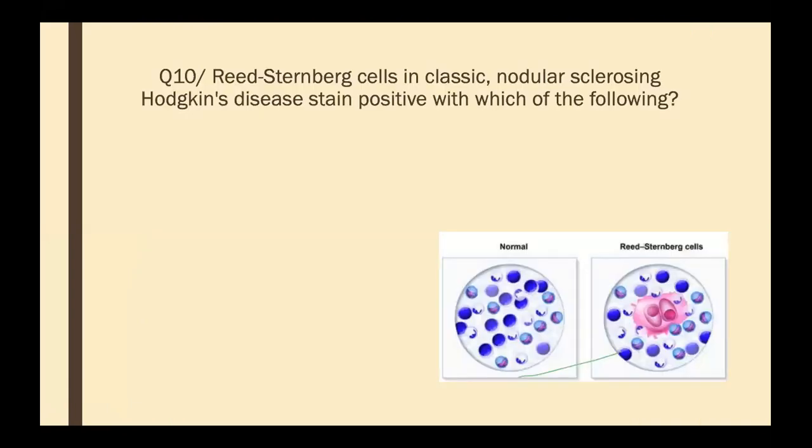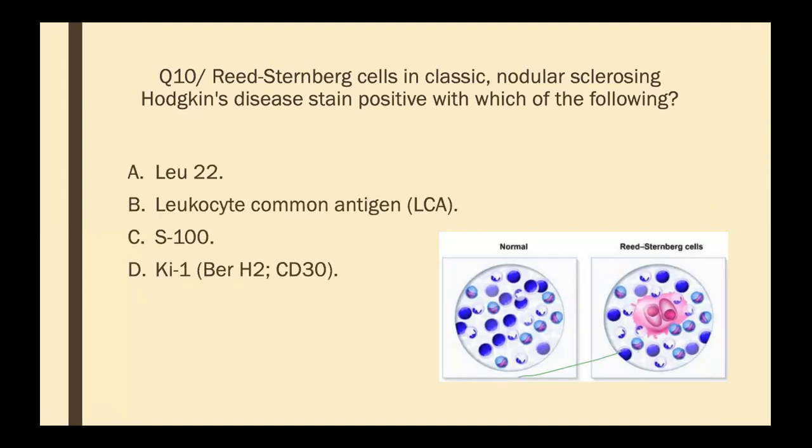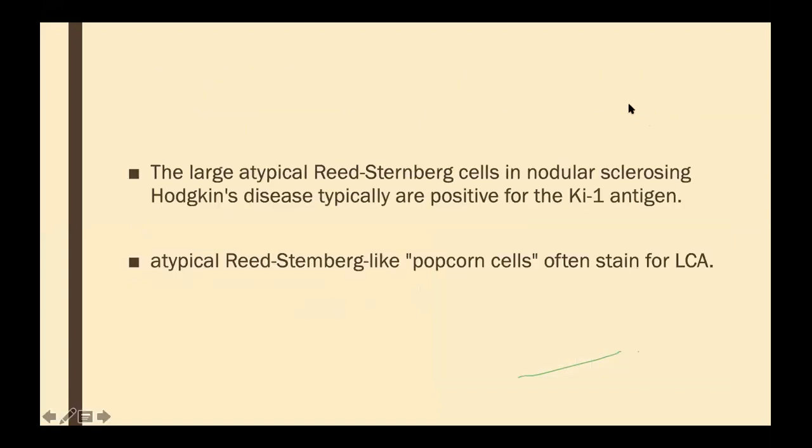Okay, question 10. Reed-Sternberg cell in classic nodular sclerosing Hodgkin disease stains positive for which of the following? LU22, leukocyte common antigen, S100 or CD1? Okay, yes, I guess everybody agrees on this. It's CD15, absolutely right. The typical one is stained with CD15 antigen. The atypical one is stained with the leukocyte antigen. You have to focus on the question exactly.